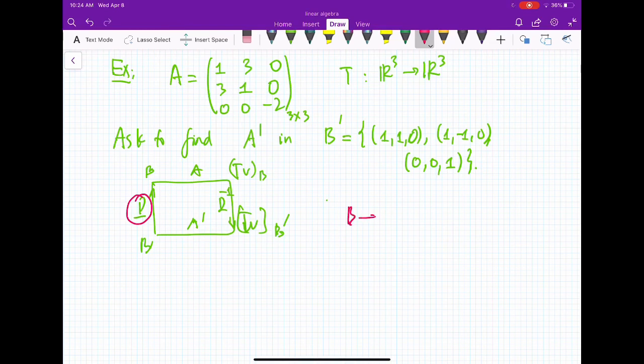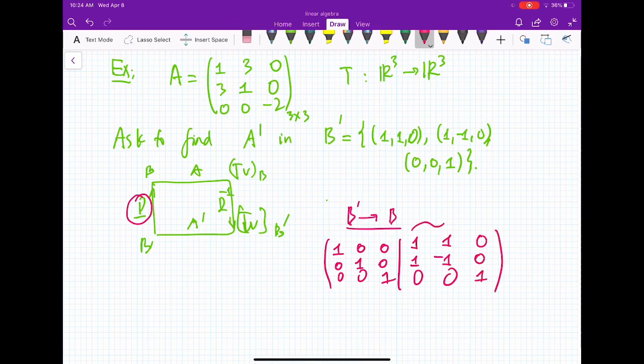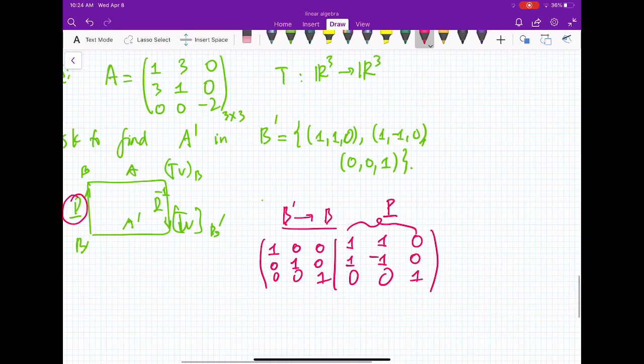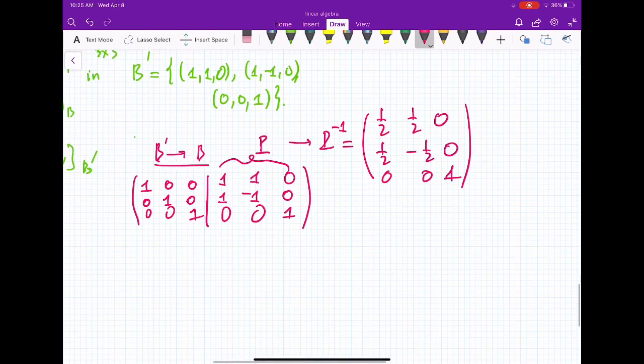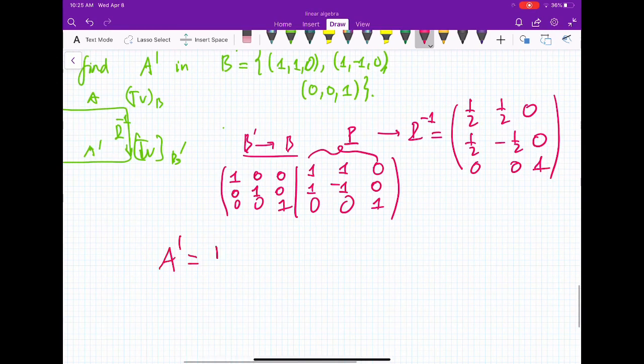If you go from B prime to B, that means from B prime to the standard basis. So you already have the matrix P right here, because the standard basis is 1, 0, 0, 0, 1, 0, and 0, 0, 1. Here you have 1, 1, 0, 1, negative 1, 0, and 0, 0, 1. So this is your matrix P. From here you can find P to negative 1. You can do that yourself, but the answer is 1 over 2, 1 over 2, 0, 1 over 2, negative 1 over 2, 0, 0, 0, 1. Once you have P and P to negative 1, you can find A prime equal to P to negative 1, A, P.